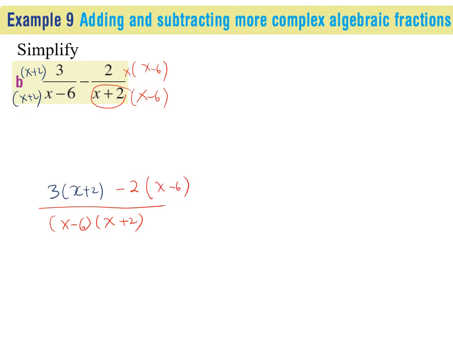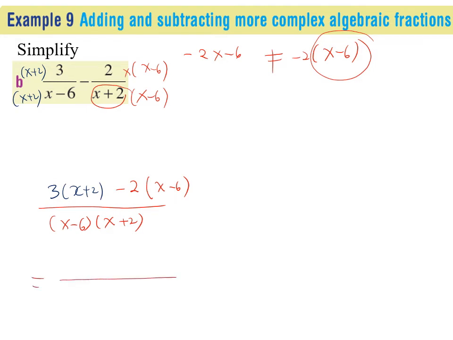Now, it is important to put in brackets. Please take note that minus 2 x minus 6, if you don't put a bracket, it looks like this. It's not the same as minus 2 times x minus 6. So x minus 6 is the whole thing. So when you multiply by minus 2, make sure you put a bracket. All right? So remember what I say.